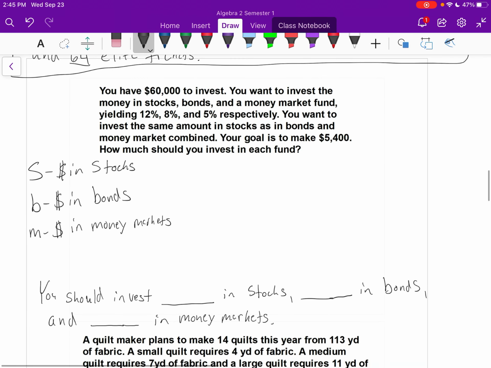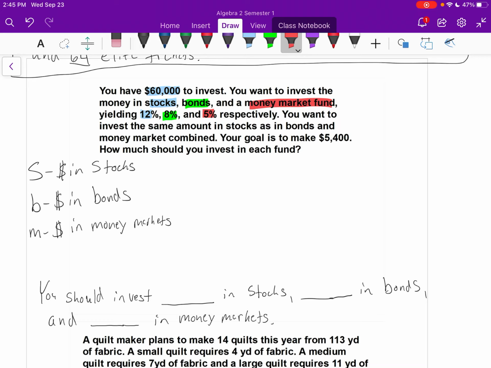Okay, so another type of problem is investment problems. So you have $60,000 to invest. That's probably pretty important. You want to invest your money in stocks, bonds, and money market funds, yielding 12%, 8%, and 5% respectively. Now, when I say that, stocks came first, so that was 12%. Bonds came 8%. Money market fund was 5%.